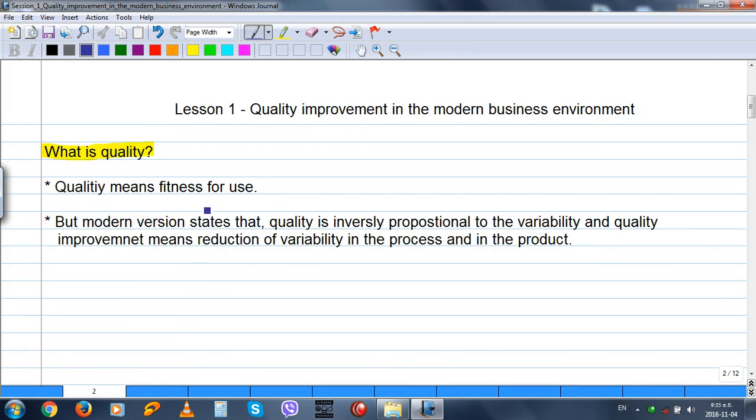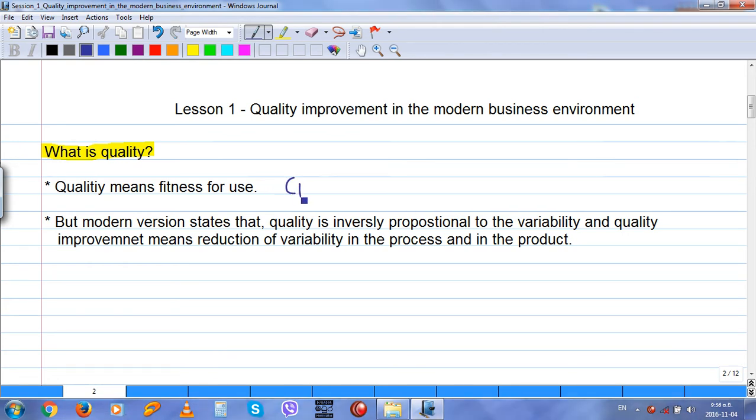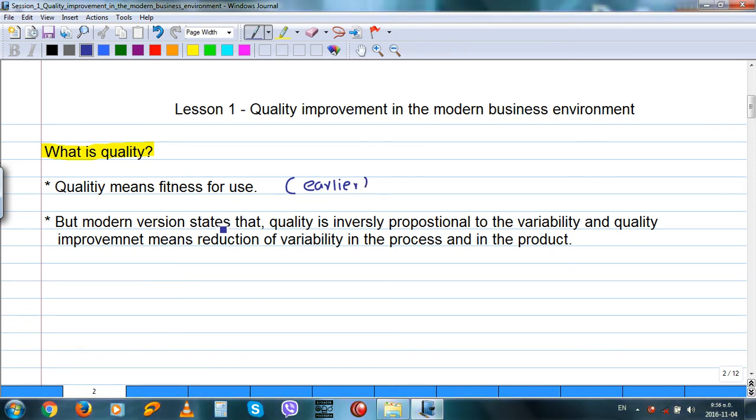First lesson is the quality improvement in the modern business environment. So first we have to know what is quality. There are so many definitions, but earlier, in the past, quality was defined as fitness for use. This is the earlier definition. But now the modern version of quality means quality is inversely proportional to the variability, right?